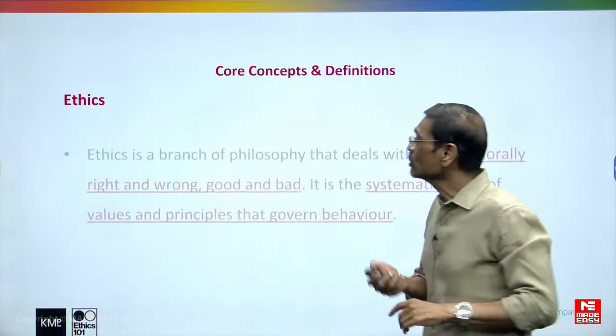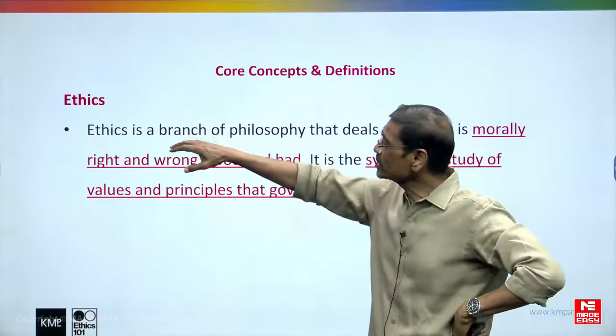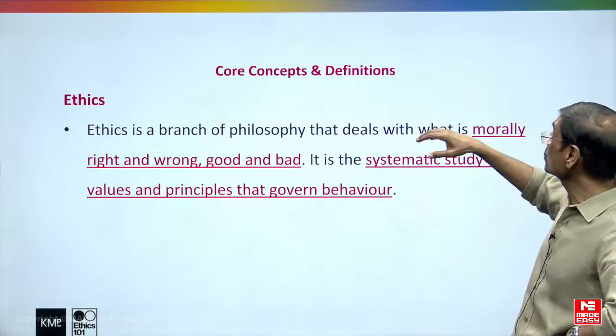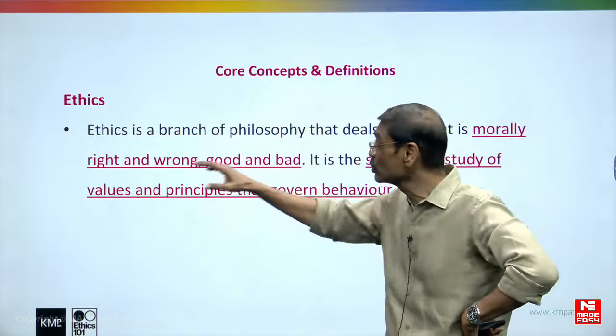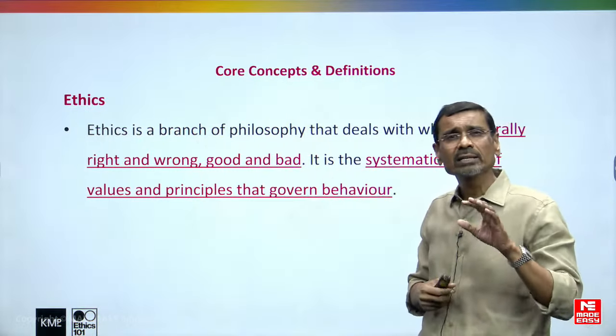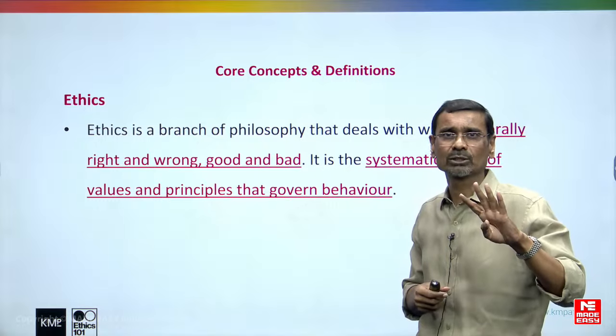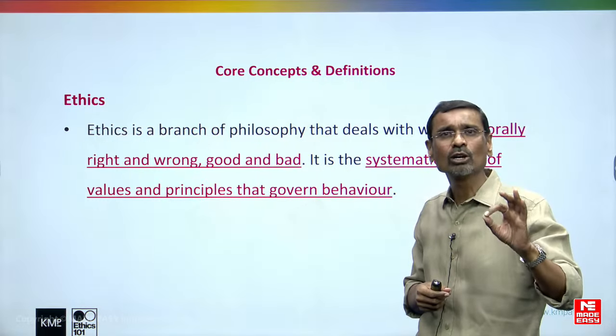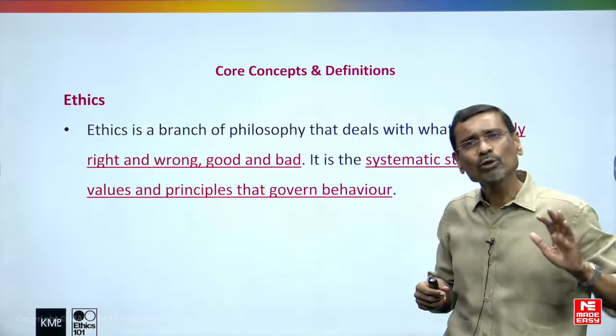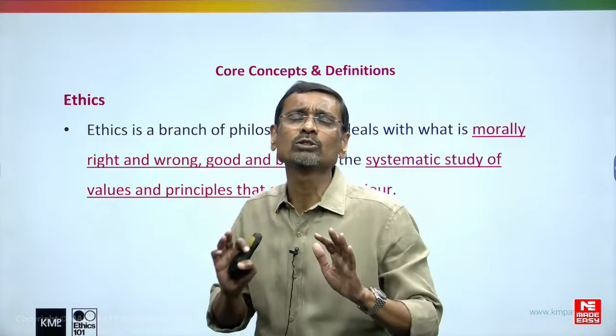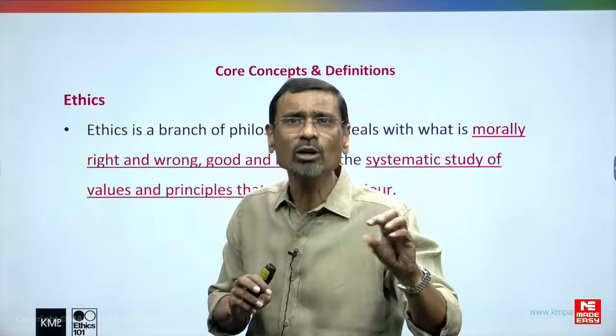Now, ethics is a branch of philosophy that deals with what is morally right, wrong, good and bad. Ethics is all about 4 words: right, wrong, good and bad. And if you look at your life, it is all about these 4 words only. We want to do the right thing all the time.